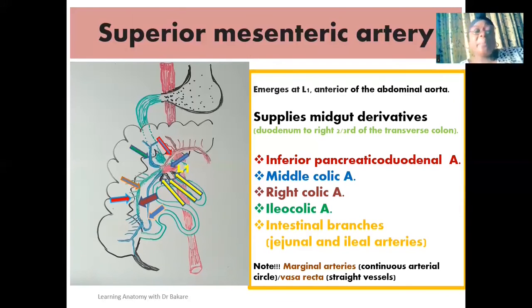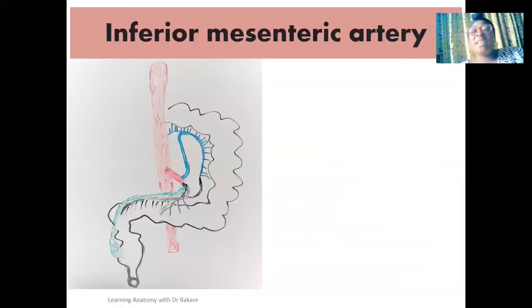So they do not emerge and go directly to supply the wall. They form a circular presentation before we have the emergence of the final terminal branch that finally terminates to then supply the large intestine. So let's go to the next branch, and this is the inferior mesenteric artery.